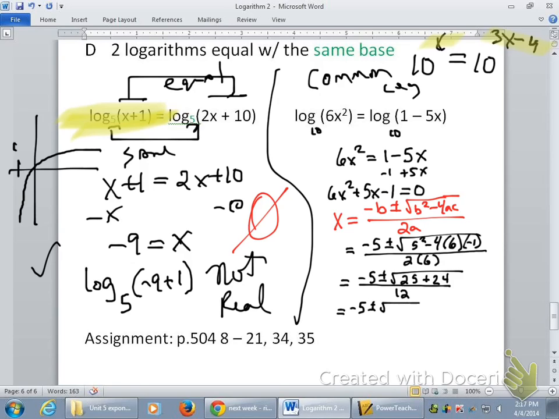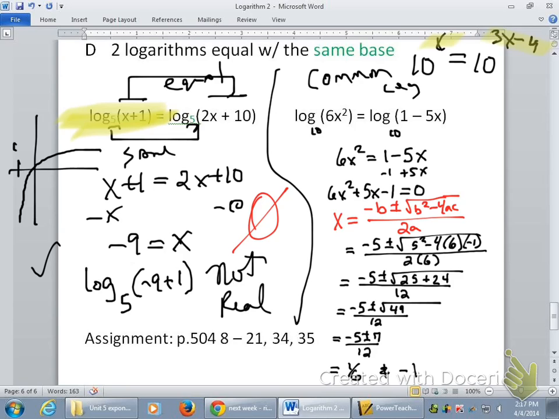25 plus 24 is 49. I like that. Do you like that it's the square root of 49? Yes, I do, because that's a perfect square. That's negative 5 plus or minus 7 divided by 12. So I'm going to have two options, right? 1/6 and negative 1. What do I need to do with those?